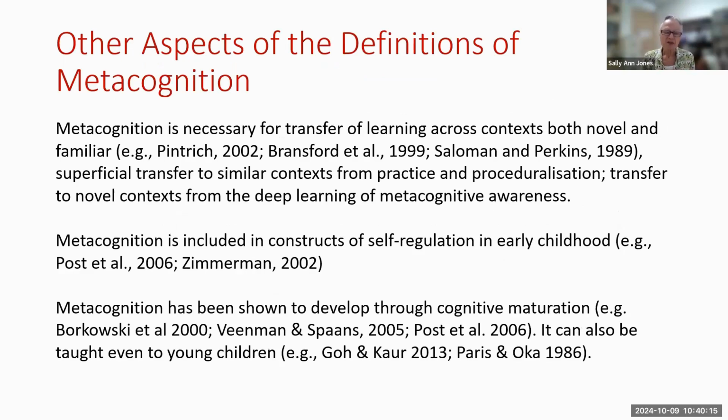Other important aspects, I think, that we should take into account is the idea that metacognition is necessary for transfer of learning. And obviously, transferring learning to a new context is one of the goals of education. We can think that there is transfer in a couple of ways. So one way is low level, the idea that if we learn through practice, drill, proceduralization, transfer will happen to similar contexts. But if we learn deeply by developing awareness, transfer to new, fresh contexts is likely to happen.